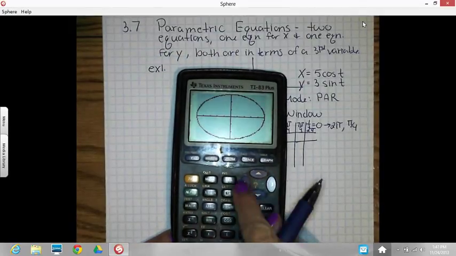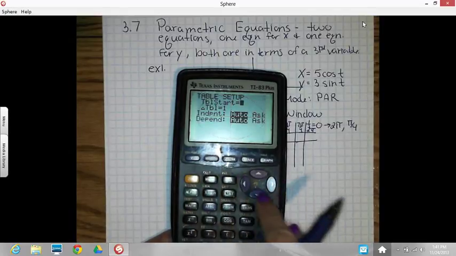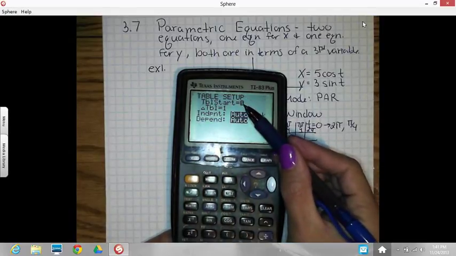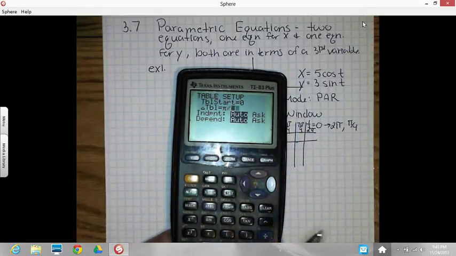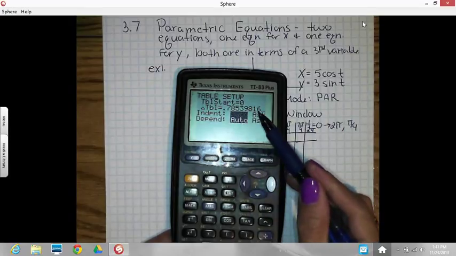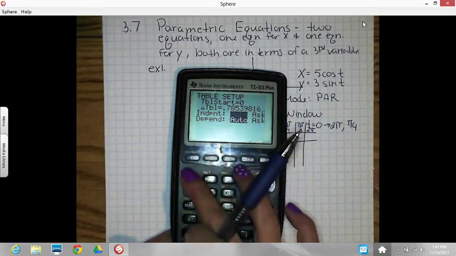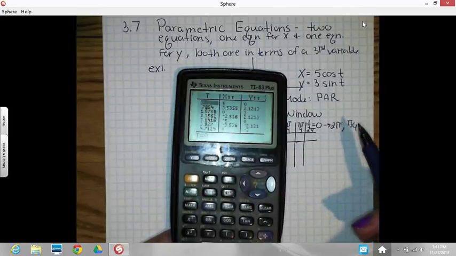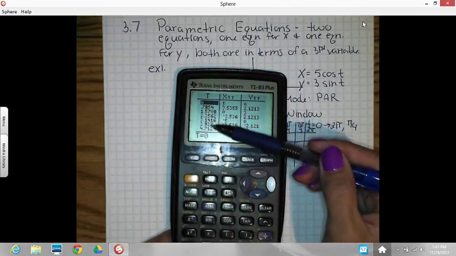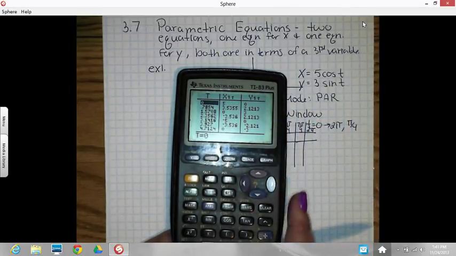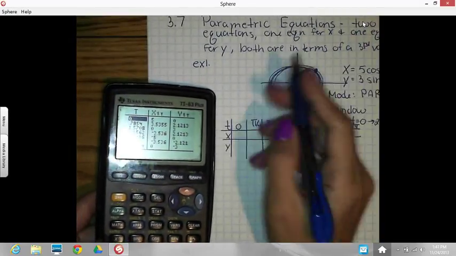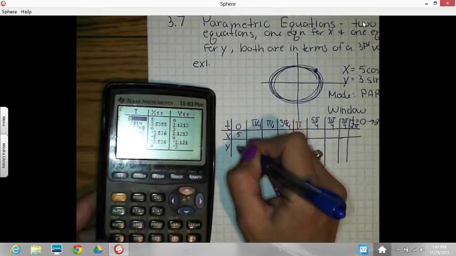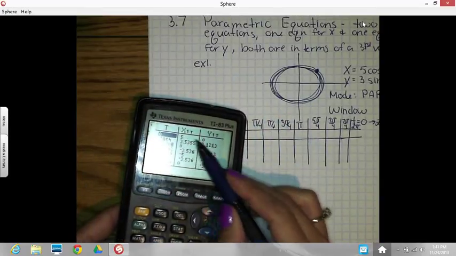So if I go to table set, I want the table to start at 0 and go every pi over 4. And again, the calculator won't work with the fractions, but it just turns them into decimals. Now when I go to the table, these are every quarter pi, and these are my x and my y's. So I'll just copy now. So when t is 0, x is 5, y is 0, just copying.